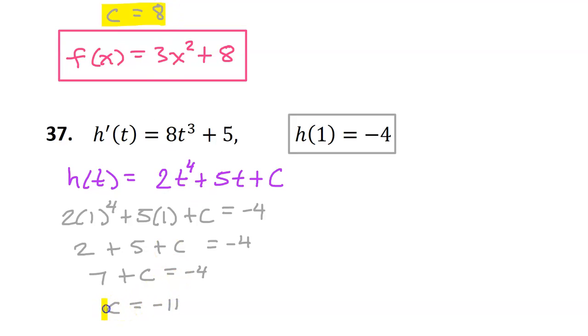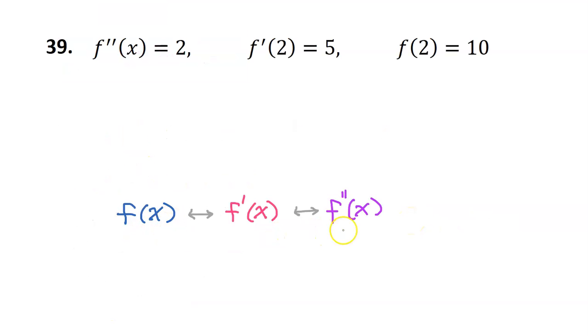For the particular solution, we will substitute this back in for c. So we get h at t is equal to 2t to the fourth power plus 5t minus 11.